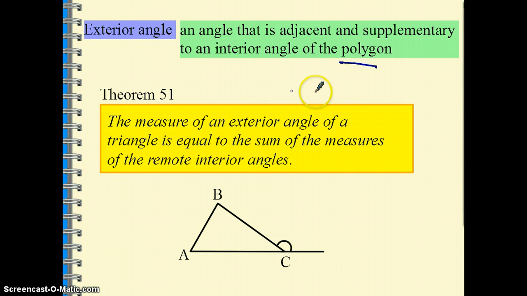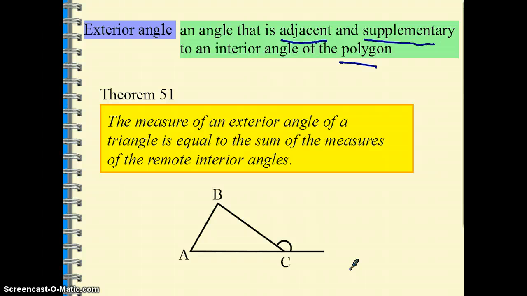What we mean by an exterior angle is that it has to be adjacent, and remember that adjacent means next to, and supplementary. So the angle has to form a straight angle when it is combined with its interior angle. If you look at this diagram here, we have triangle ABC. This angle in here is an interior angle, the angle at C, ACB. And the exterior angle to that is found by extending the segment AC and measuring the angle on the outside. It's supplementary and adjacent to the angle ACB, so that's the exterior angle.